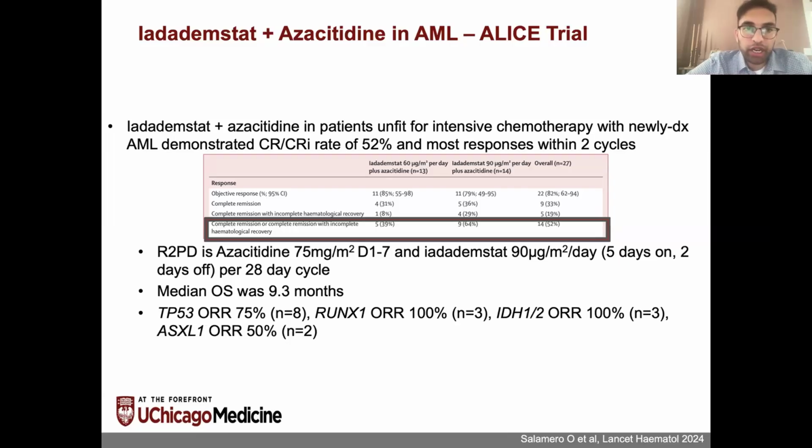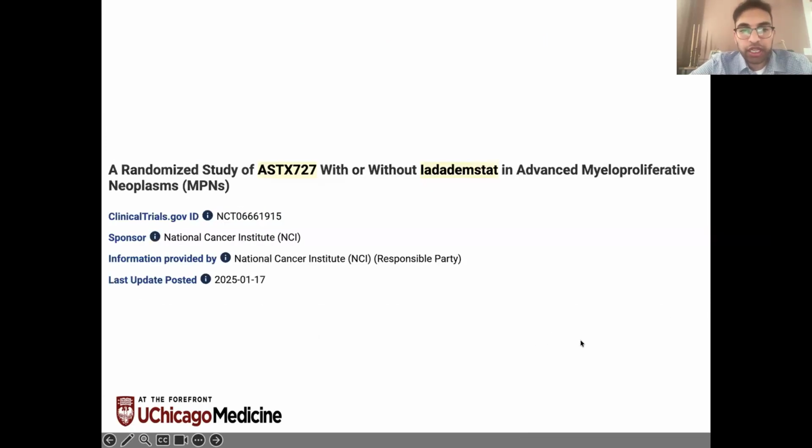There's another LSD1 inhibitor called iadademstat that's been studied in AML and demonstrated high remission rates. Additionally, the responses seem to be preserved even in the mutations that are most common in those with accelerated and blast phase MPNs. So really giving us some insight that perhaps this is a drug that will offer some benefit for accelerated and blast phase disease. And that has then led to the development and opening of a clinical trial looking at an oral decitabine compound called ASTX727 with or without the LSD1 inhibitor iadademstat.